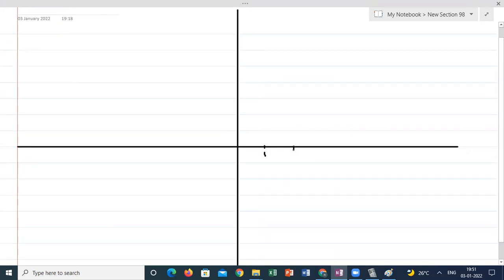So if I'm taking the graph for these two coordinates, this is 1, this is 2, this is 3, and this is -1, this is -2, this is -3. One coordinate is (-2, 0). Another coordinate is (0, 4/3), which is 1.33 somewhere here. So the first graph is coming like this.